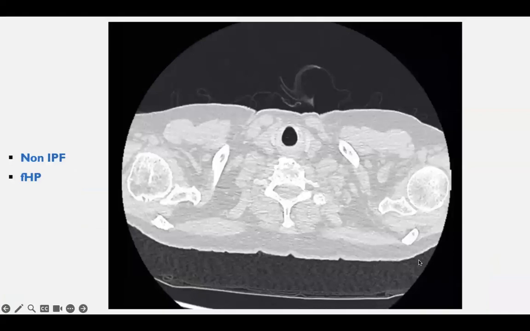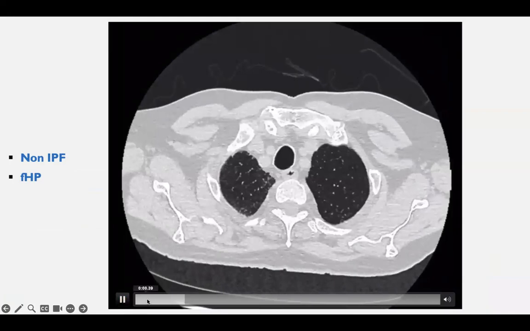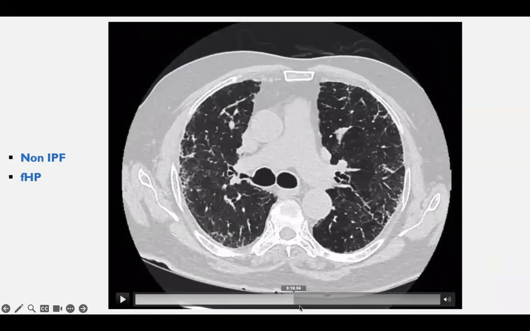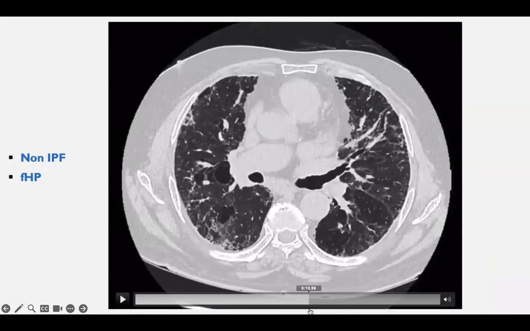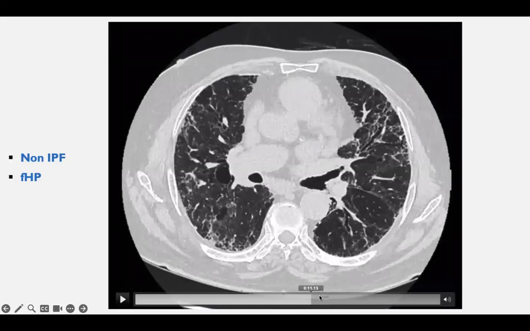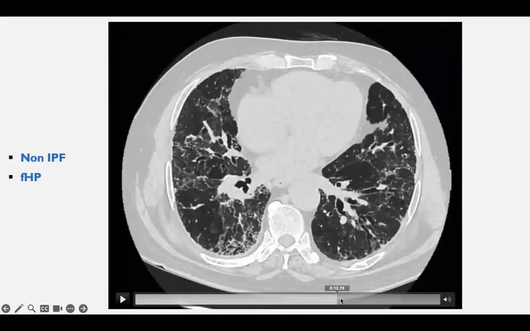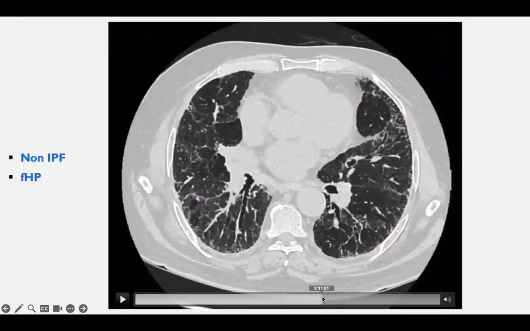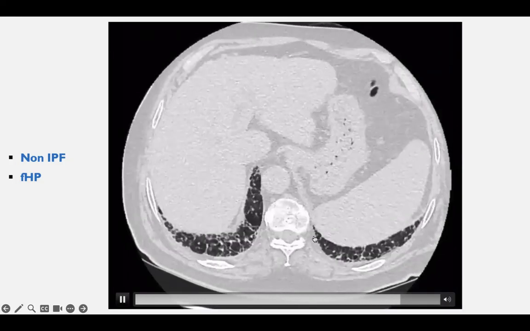So this is non-IPF fibrotic HP, again, due to presence of air trapping in the upper and middle lobes and lingula. Although the distribution of the honeycombing is typical, and the other features of fibrosis are typically lower lobar.